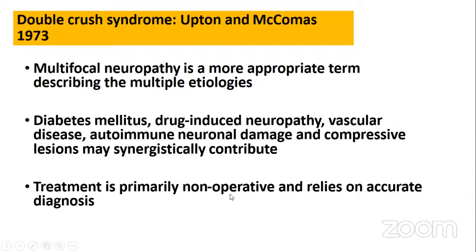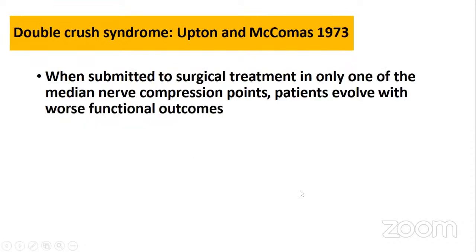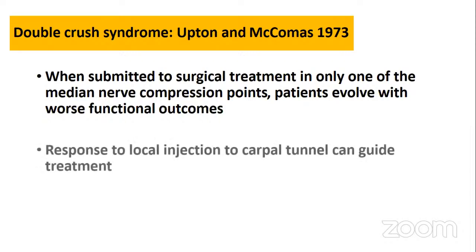And treatment is primarily non-operative and relies on accurate diagnosis, very, very important. When submitted to surgical treatment at only one of the median nerve compression points, patients evolve with worse functional outcomes. So when we have double crush, make sure that you diagnose the proximal lesions properly and only then operate. Otherwise, if you just operate on the carpal tunnel, they actually become worse. That is what most of the clinical studies have proven.